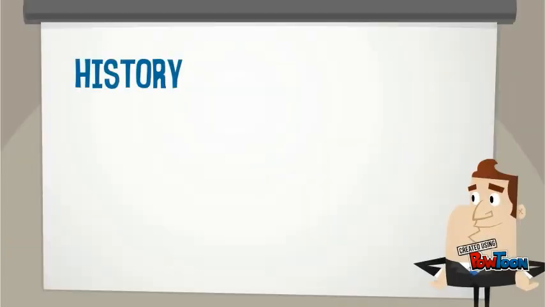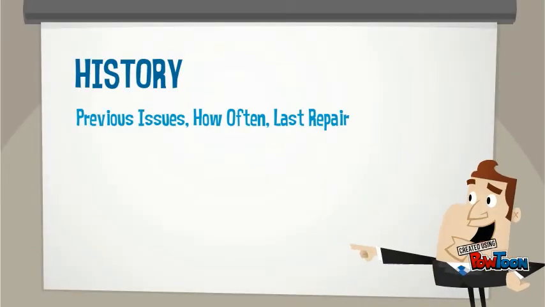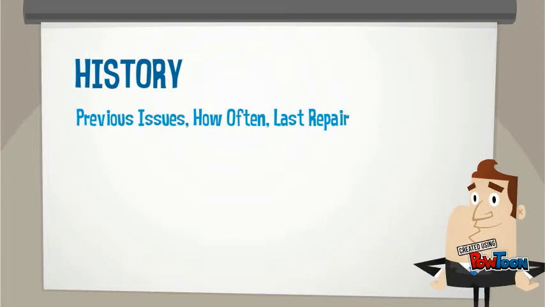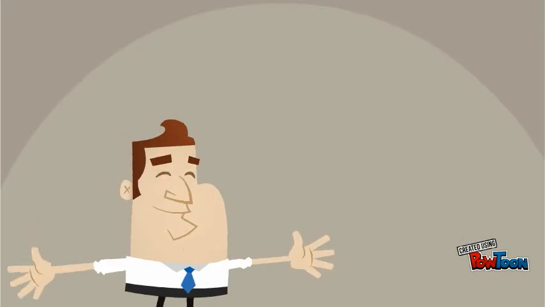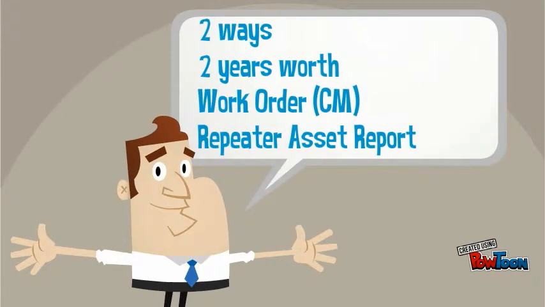What kind of history does the unit come with? You'll want to determine what previous issues your unit has had in its past, as well as how often or when the last time it was in for repair. You can do this in one of two ways. You'll either want to review 2 years' worth of work orders in Work Order CM, or run the Repeater Asset Report. Again, these actions will be covered in a separate section.